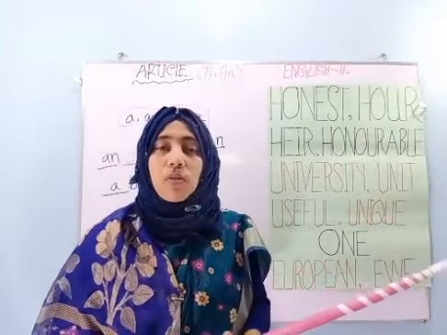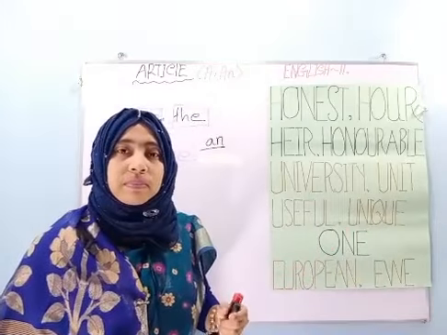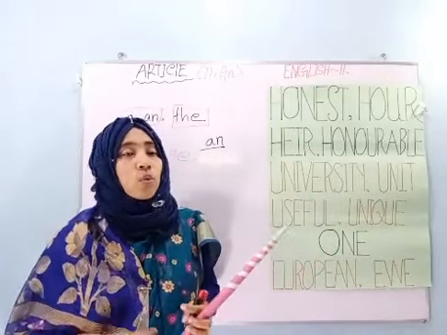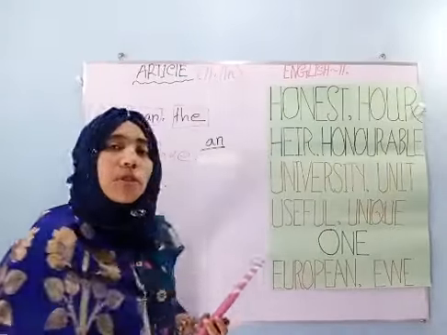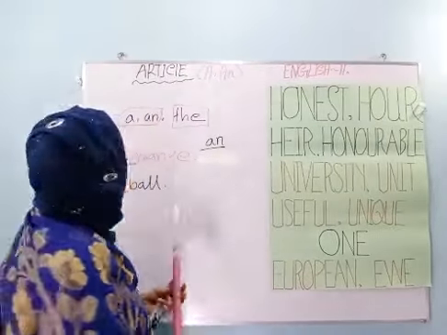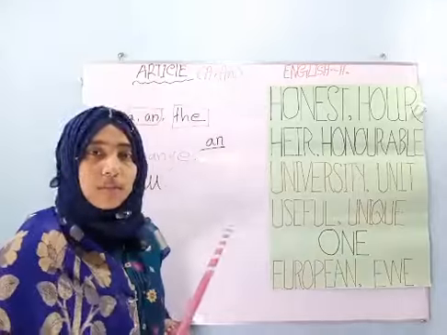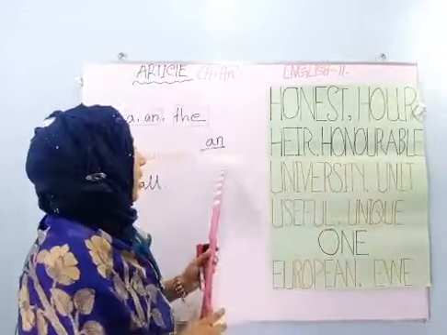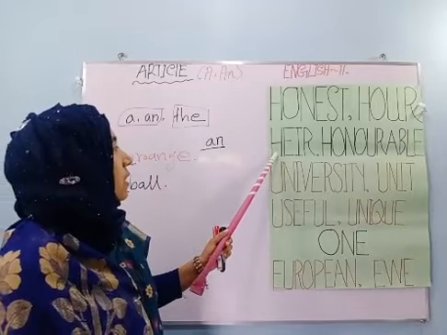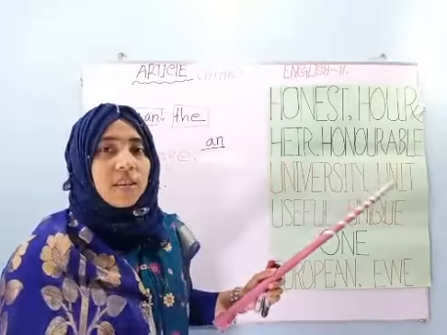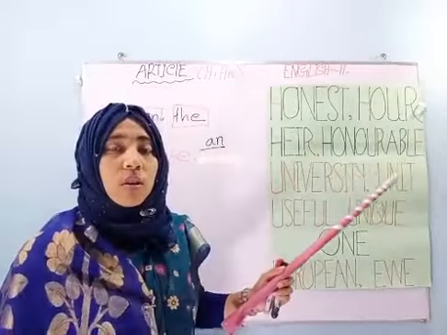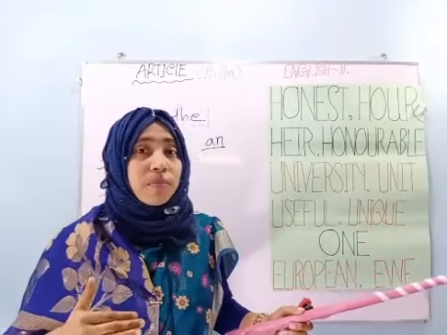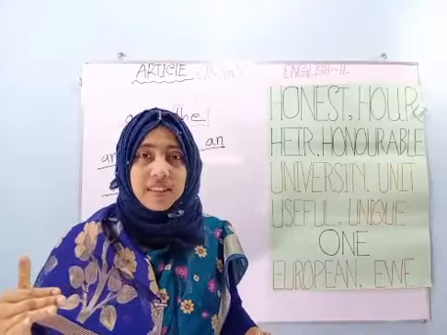So who can tell me what will be the article here? Actually for a vowel sound we will use the article an, and for a consonant sound we will use the article a. Okay, so for hour we also use an, and there you see this is not here, actually it is heir. What do you mean by heir? Actually heir means next generation.